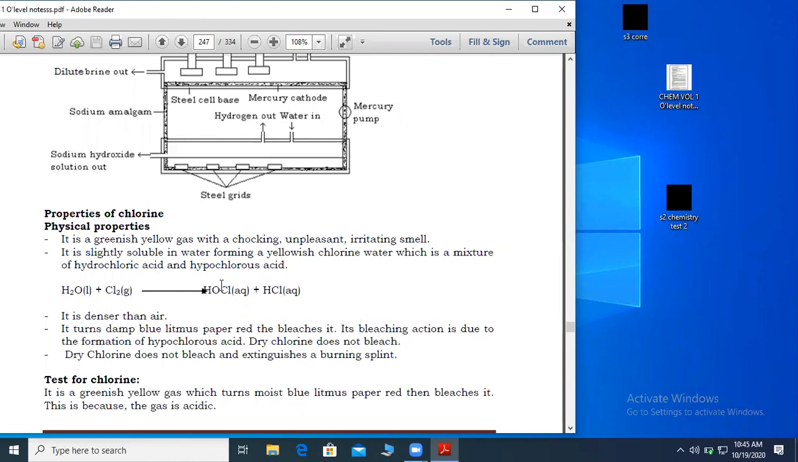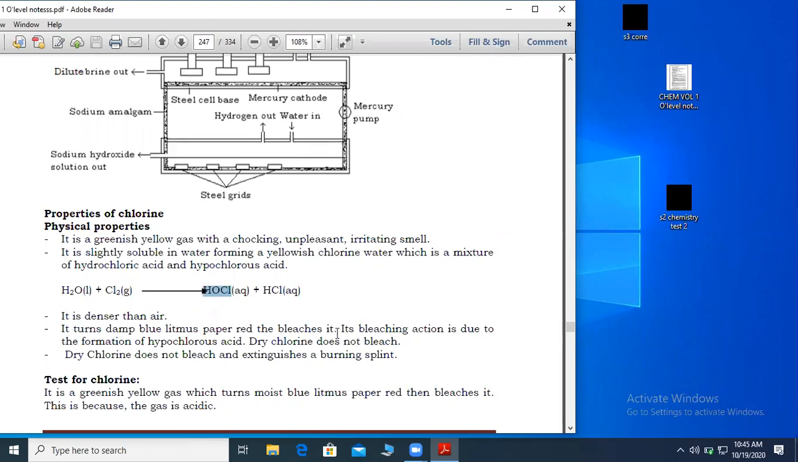So this hypochlorous acid is the one which is yellowish green. So when chlorine is dissolved in water, a yellowish solution is formed, and the yellowish solution is hypochlorous acid. But hydrochloric acid is colorless, so when they mix together, the solution still appears yellowish. It is denser than air, and that's the reason why it was collected by downward delivery. It turns damp blue litmus paper to red and bleaches it.